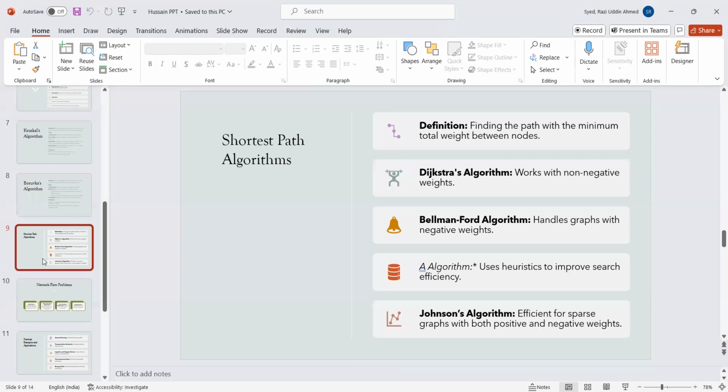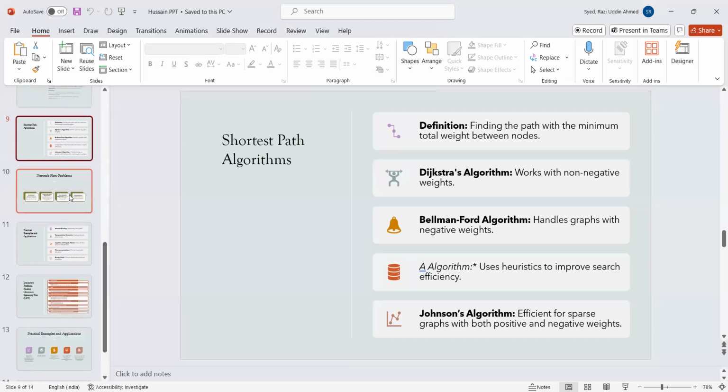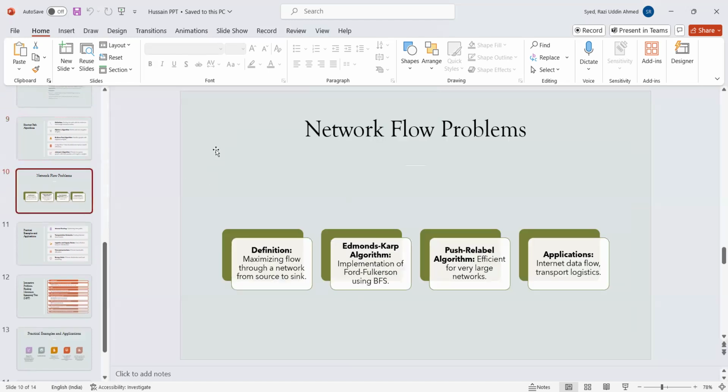So Johnson's algorithm computes the shortest path between all pairs of vertices in a graph with both positive and negative weights. It adds a new vertex to reweight the graph. Run Dijkstra's algorithm with each vertex as the source; it is efficient for sparse graphs. For example, traffic analysis, where you need to find the shortest routes between multiple locations. So this is all about the shortest path algorithms.